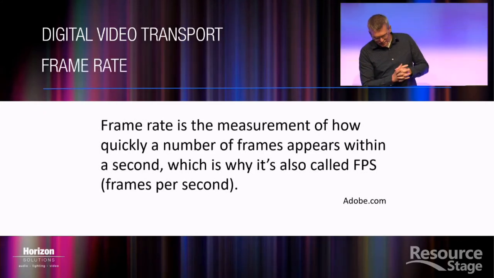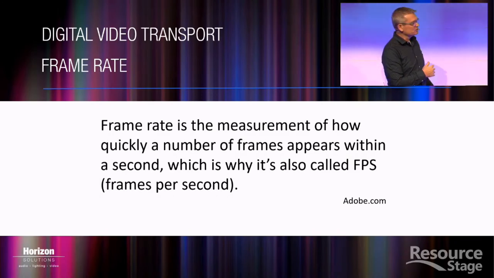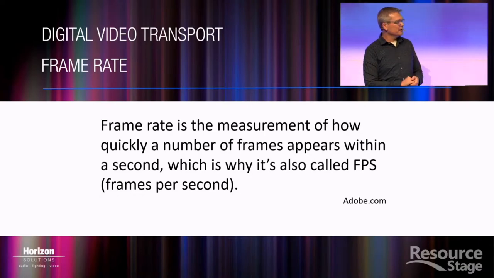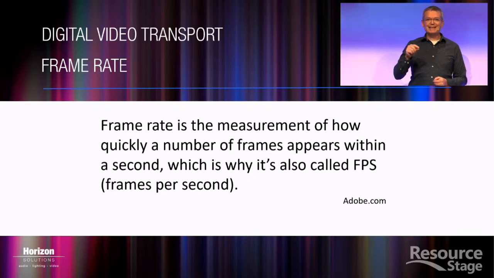And I've been looking all over the place for material for tonight, and I've been trying to make sure that I'm properly explaining where those sources came from. This one tonight came from the Adobe website. It says, frame rate is the measurement of how quickly a number of frames appear within a second. That's why it's called frames per second. So that's how many times the frame appears in a video. So this is the source material.